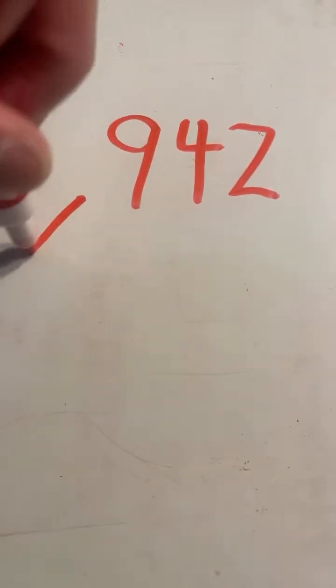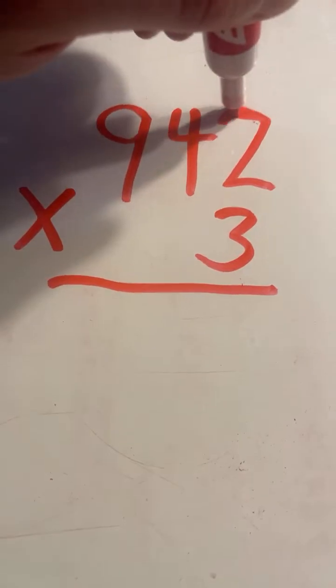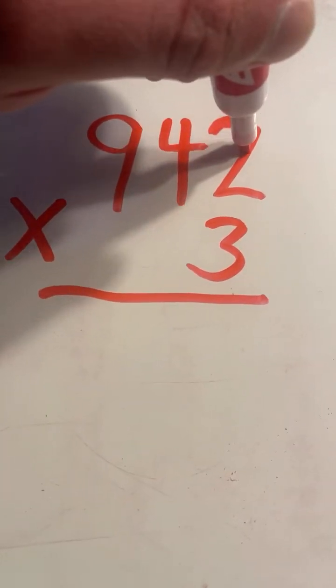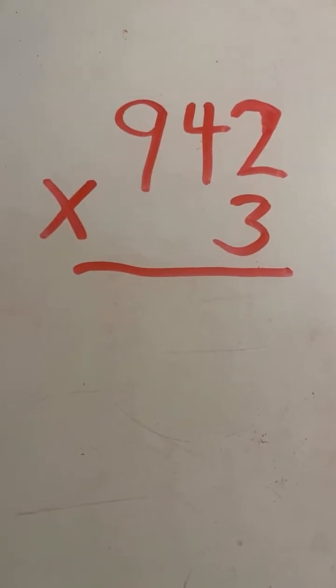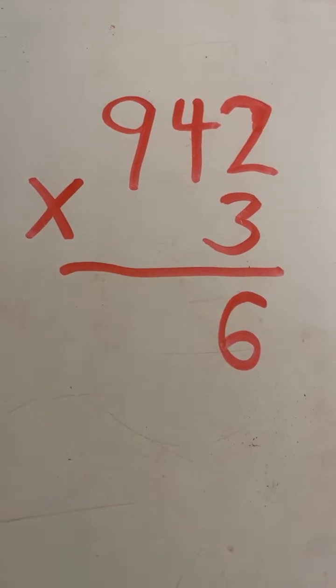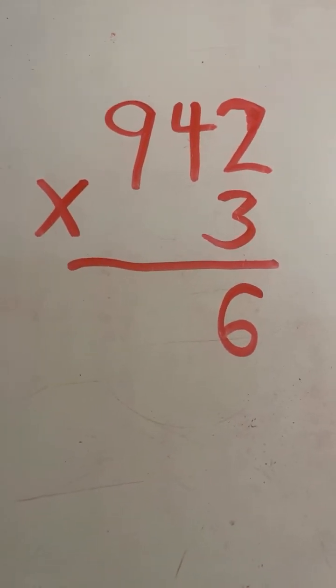942 times 3. That'd be my next example. Let's see if everybody in the chat participating can get this one correct. Starting in the ones place, 2 times 3 equals 6. Now we do not need to regroup there because our product is less than 10. We only regroup when the product is 10 or more.